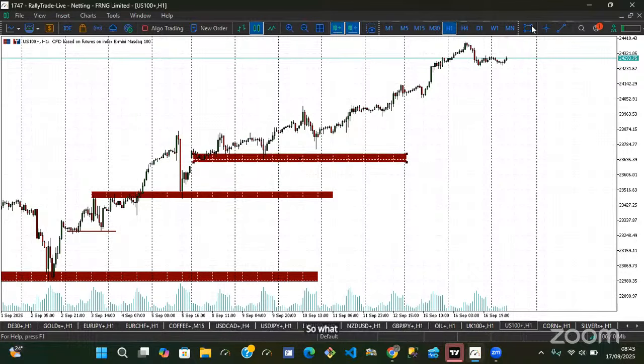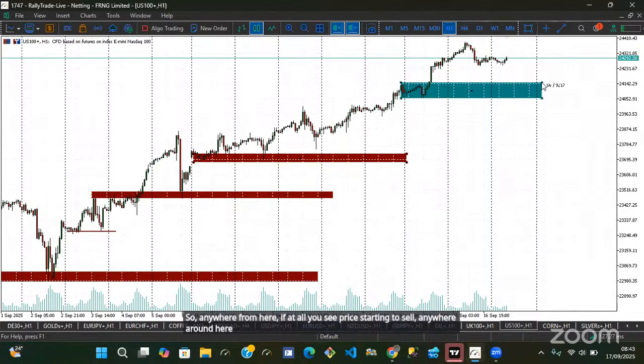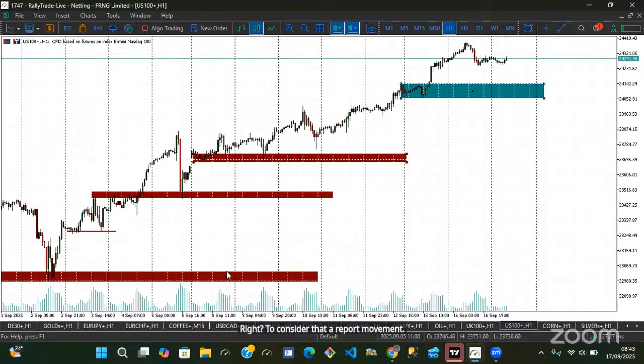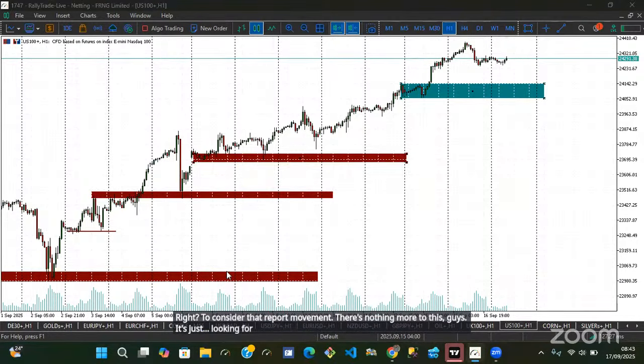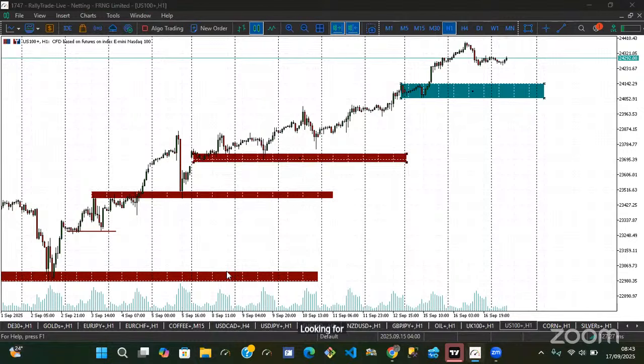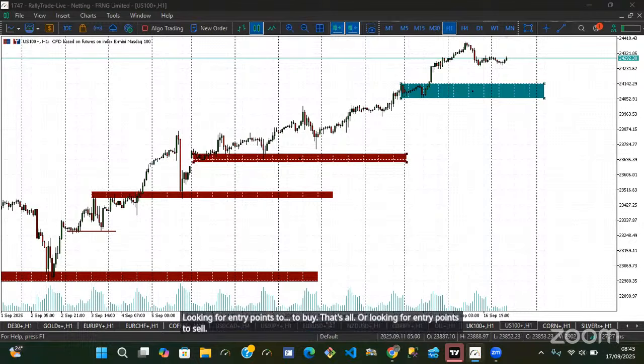So what am I expecting this one to do now is this. Anywhere from here, if you see price starting to sell, anywhere around here, then we can start buying to continue that upward movement. There's nothing much to this, guys. It's just looking for entry points to buy, or looking for entry points to sell. For indices, most likely we're just looking for entry points to buy.